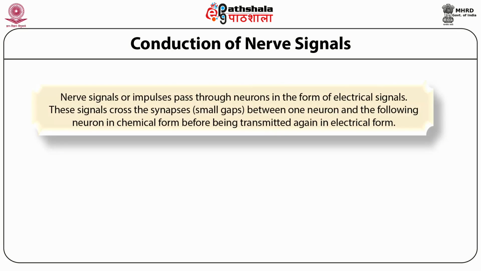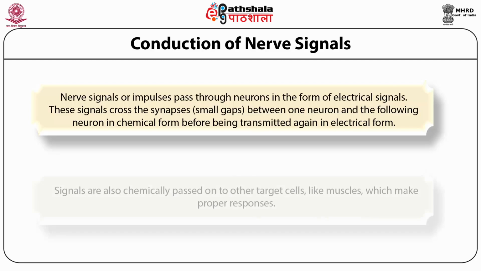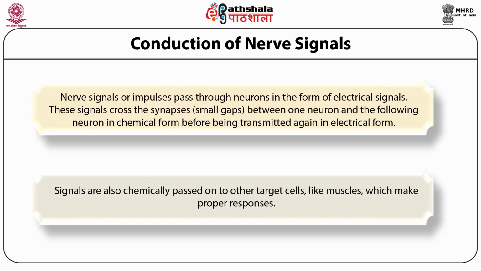Now coming to the conduction of nerve signals. Nerve signals or impulses pass through neurons in the form of electrical signals. These signals cross the synapse. These synapses are nothing but small gaps between one neuron and the following neuron, where the signal is in chemical form before being transmitted again in electrical form. Signals are also chemically passed onto other targets like muscles, which make proper responses.